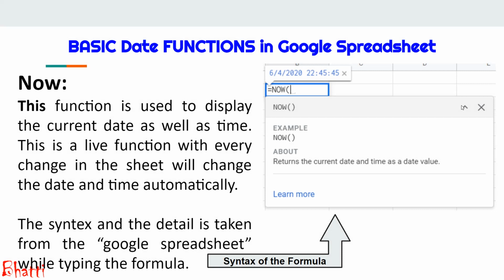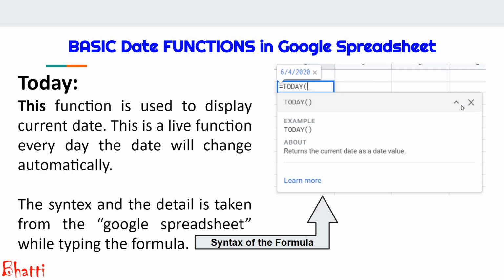The second function is now. This is also similar to the today function. One thing I missed here, which is the syntax of the formula today. On the right side is the formula syntax: equal to today. There is no argument, there is no input for this function, so we will keep the parentheses empty, and this provides us the current system date.